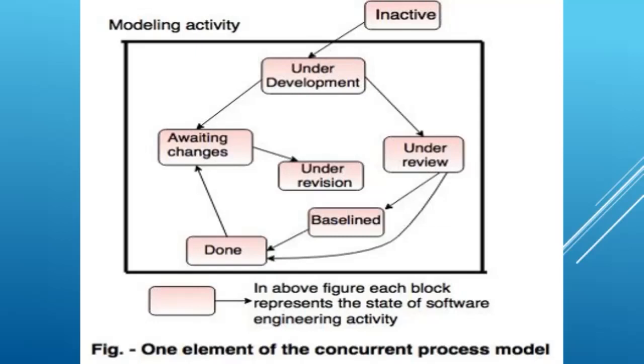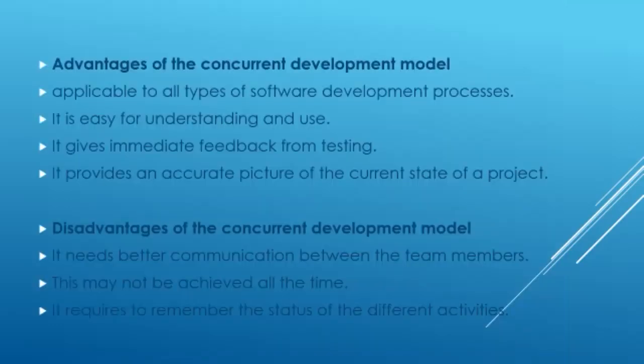Here the box represents, in the above figure, each block represents a state of software engineering activities. That means the box represents the activities. Inactive, under development, awaiting changes, under revision, under review, baseline, and done. These are the activities done in the concurrent process models.